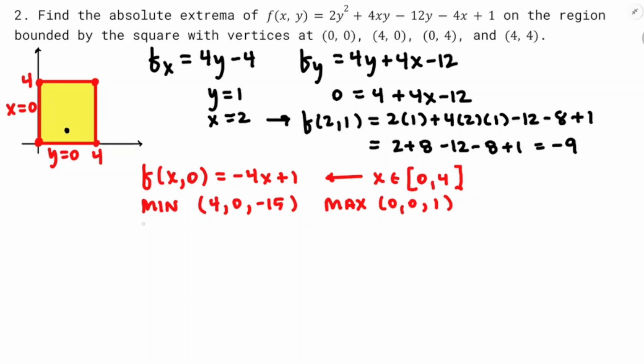And so I'll say, okay, next I'm going to look at f of (0, y). And that's actually not going to be as nice as we want it to be. That's going to be 2y squared minus 12y plus 1. Okay, don't love the look of this. And y is also running from 0 to 4 on this.